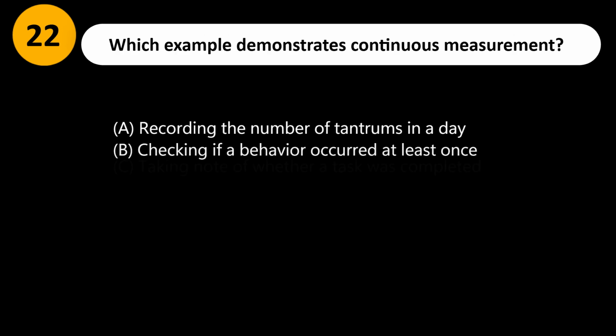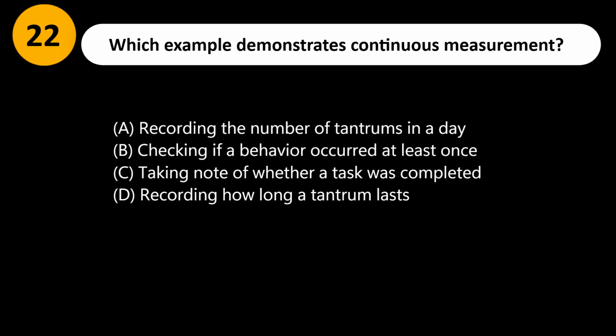Which example demonstrates continuous measurement? A. Recording the number of tantrums in a day. B. Checking if a behavior occurred at least once. C. Taking note of whether a task was completed. D. Recording how long a tantrum lasts.